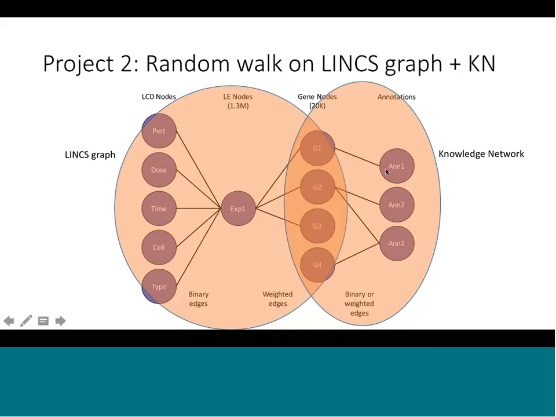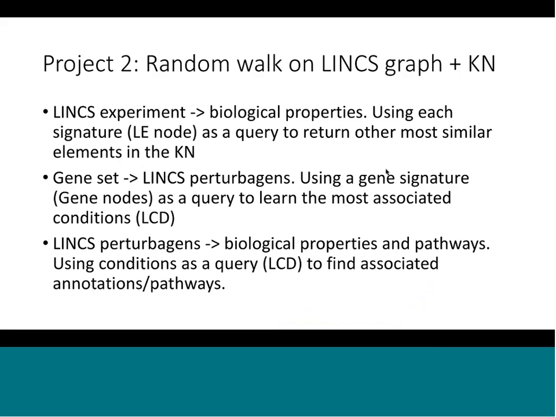So it's the usual PageRank kind of philosophy of returning relationships based on random walks. In this case, we are trying to connect a LINCS experiment to specific biological properties, such as pathways and GO terms, that are heavily involved or significantly involved in that experiment's differential expression. So that's one example. The second example is you start with a gene set and you find LINCS perturbagens.